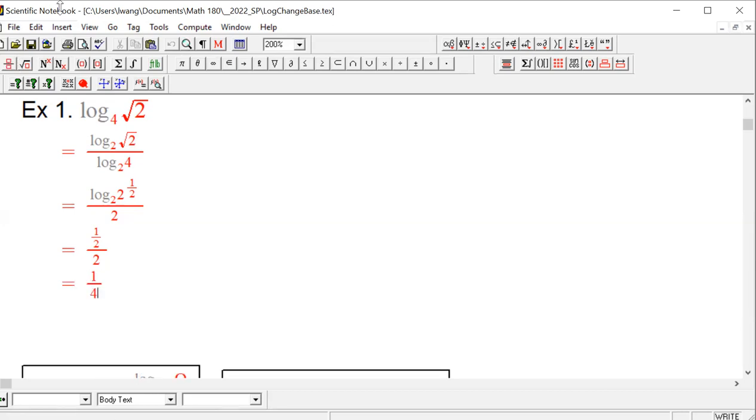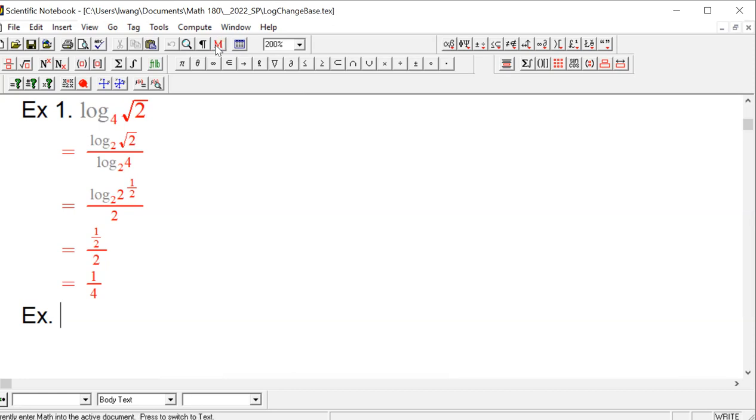If you recall this example we did last time, this is much easier. So let's try another one. This one is log base 9 of square root of 3. Okay, so what do we get?